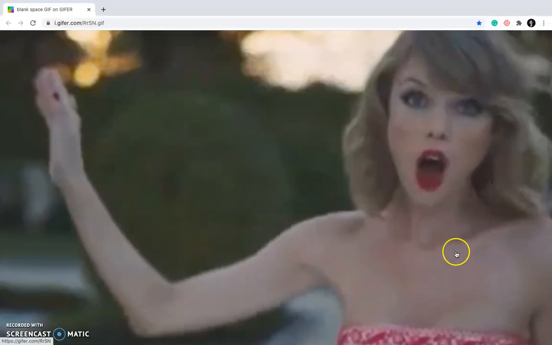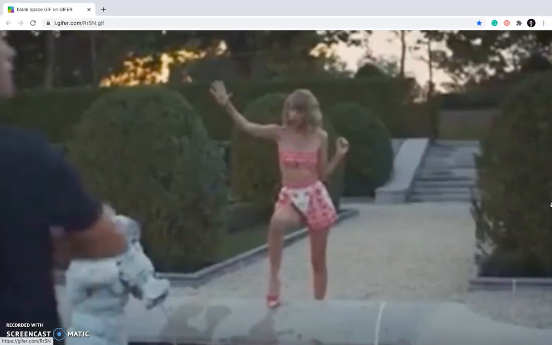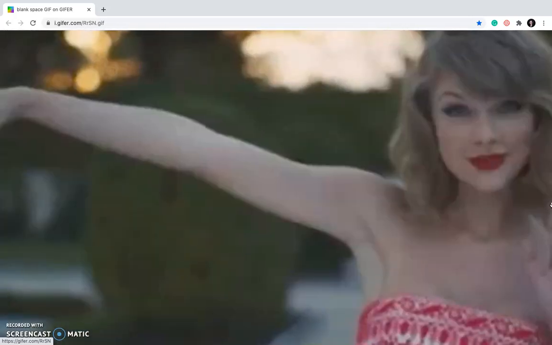Okay. One example of that is in one of Taylor Swift's music videos, where he actually dropped his phone in one of the scenes there.